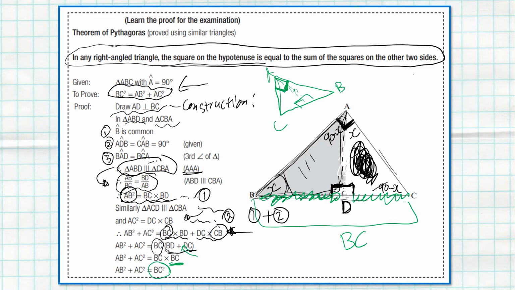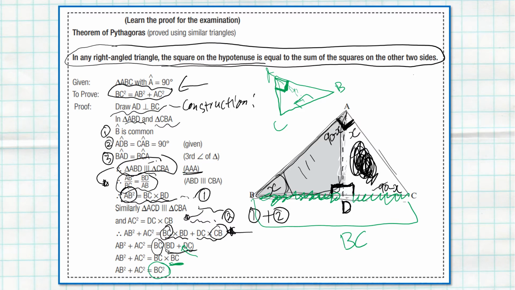Then, after proving similarity, you can go to proportionality. On your proportionality, you choose the two fractions that, when you cross multiply, will give you something with a square, because obviously the theorem of Pythagoras talks about squares. So you choose the proportionality that has something with a square. You cross multiply, and you say equation one.